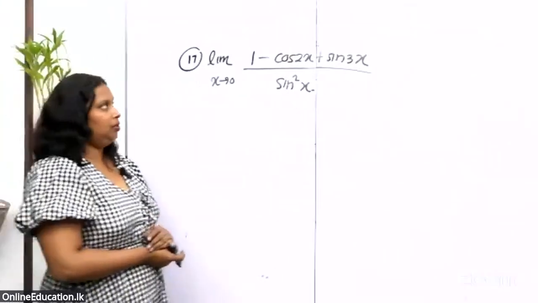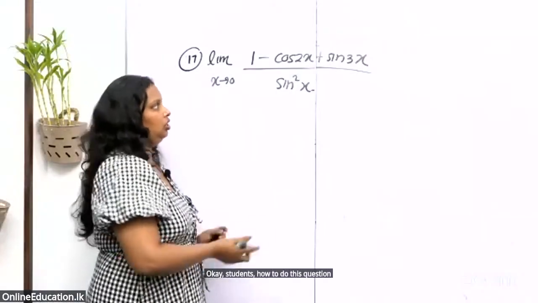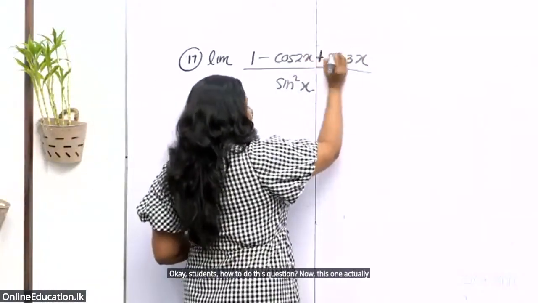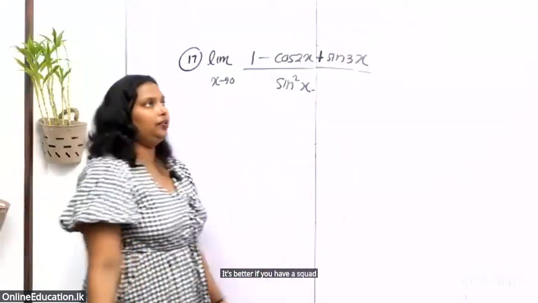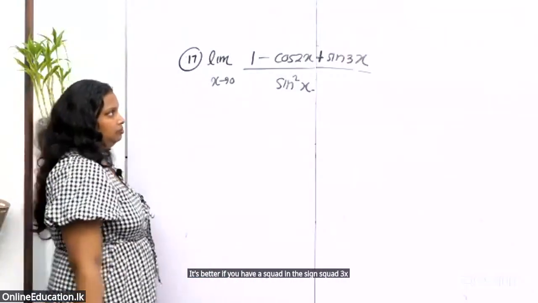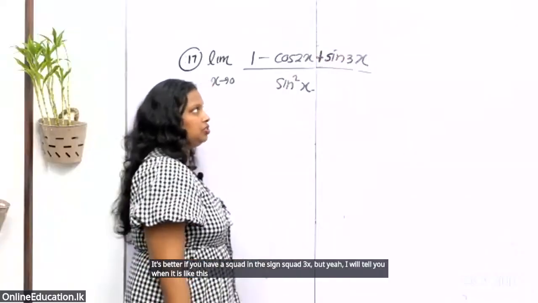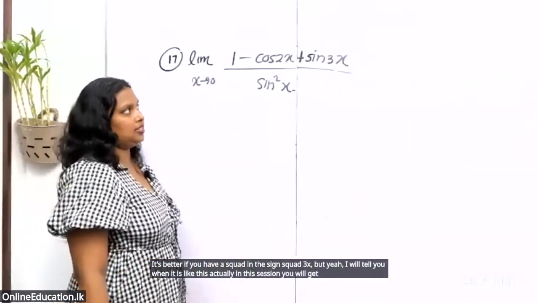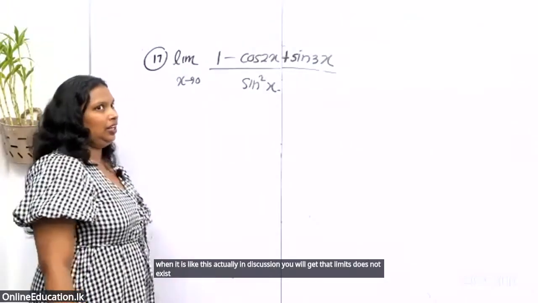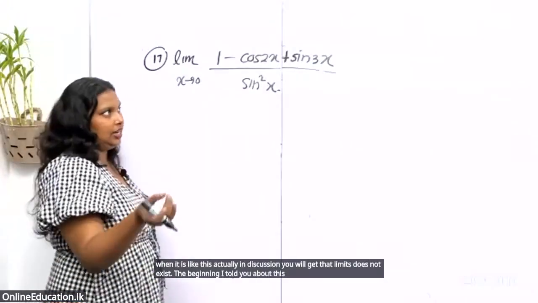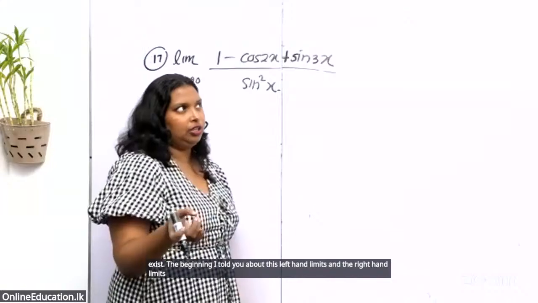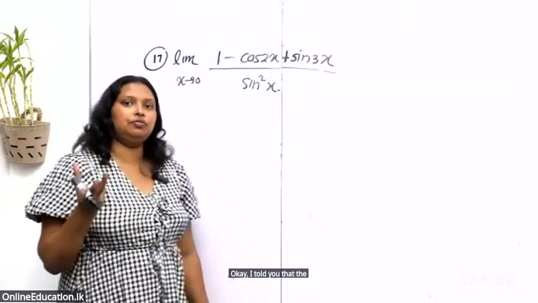Okay, students, how to do this question? Now, this one actually is better if you have a square in this sine squared 3x. But yeah, I will tell you when it is like this. Actually, in this question, you will get that the limit does not exist. In the beginning I told you about the left hand limits and the right hand limits. Okay, I told you that the limit exists for a certain function.